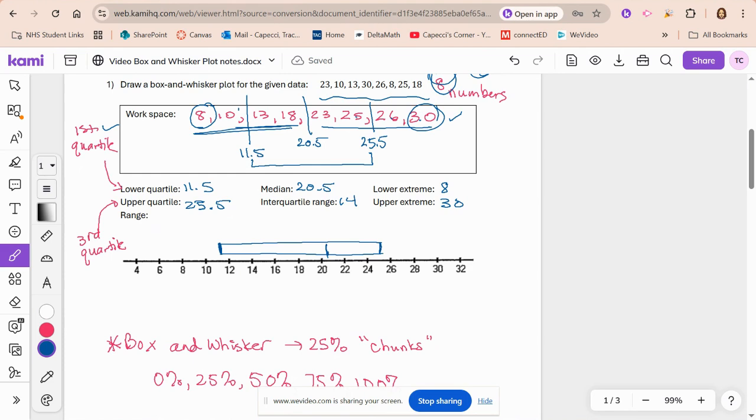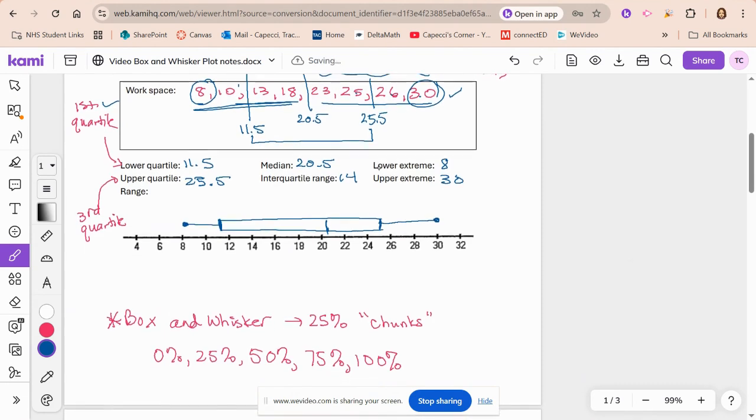My lower extreme is going to be 8, so I have a point there. This is my whisker. And my other whisker, I'm going to take my upper extreme, which is 30. I'm going to go there, and that's my box and whisker plot.